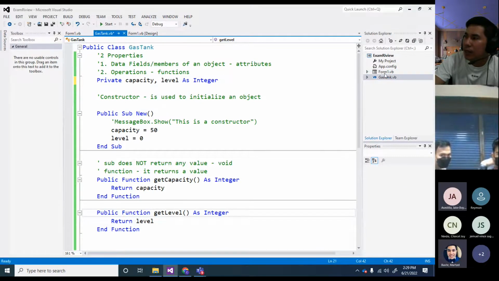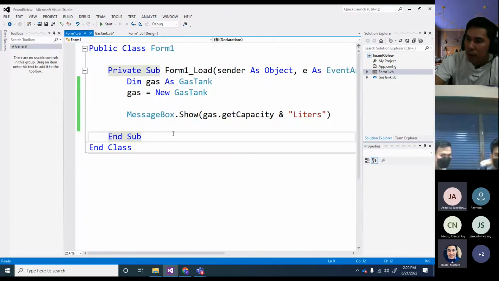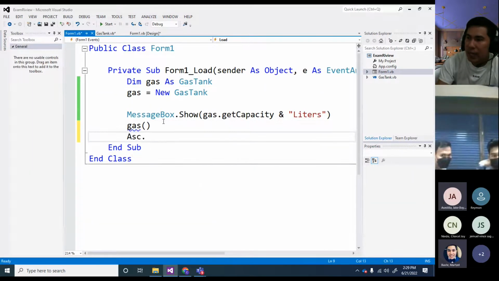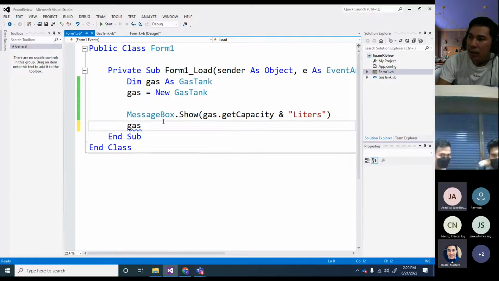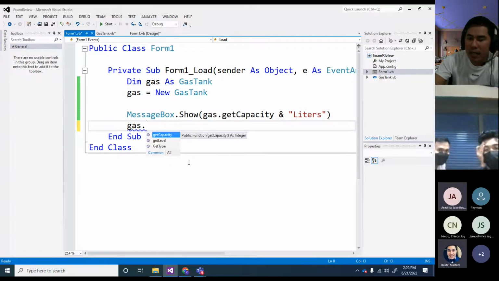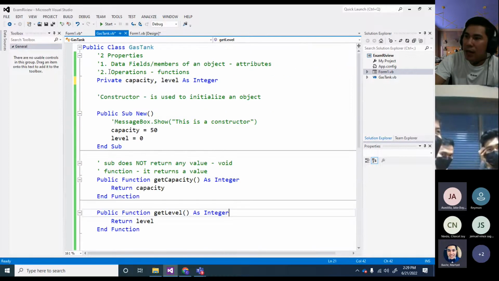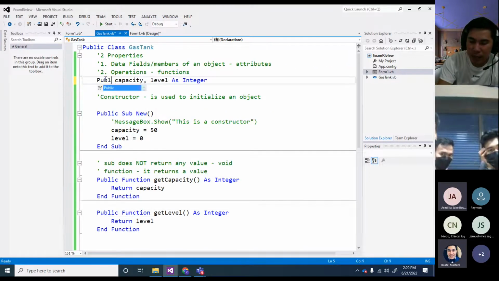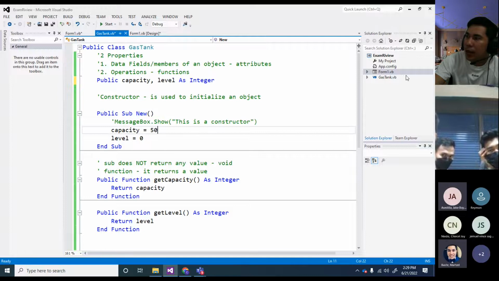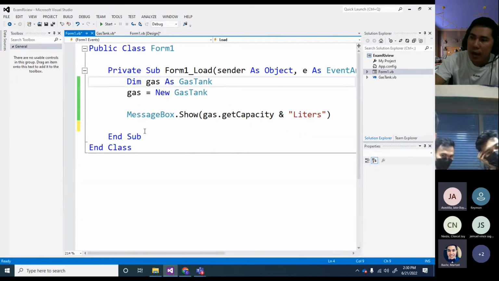So balik ko diri sa form 1, if I'm going to call that gas dot, yan. So I cannot access capacity and level. But whenever imbutang na ko ni siya as public, okay, when I go back here, let's say form 1, I have here gas dot, yan, level.